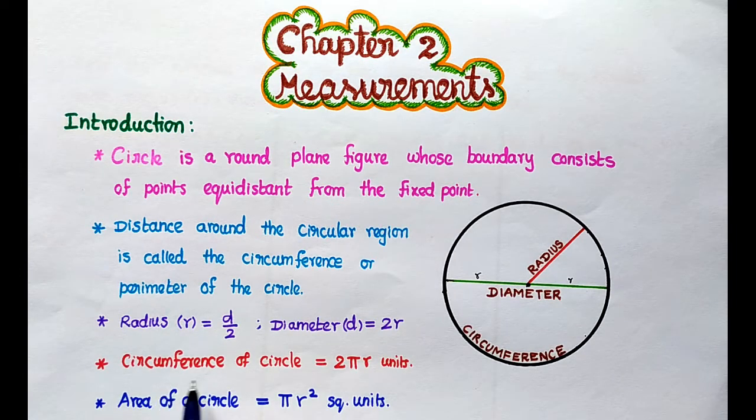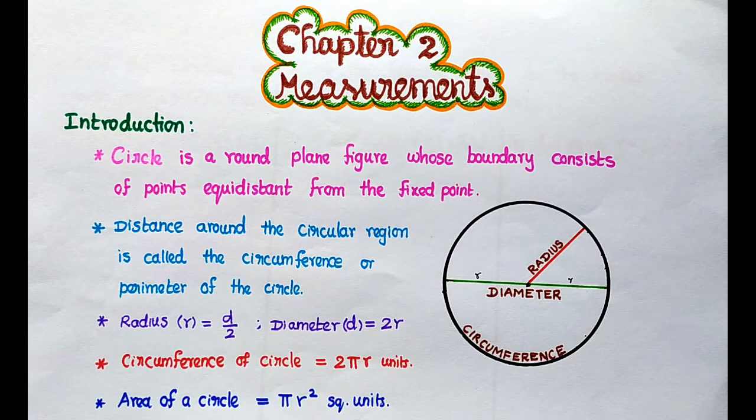And then the circumference of a circle is given by the formula 2 pi r units. The value of pi is 22 by 7 or 3.14. And the area of a circle is equal to pi r square units.